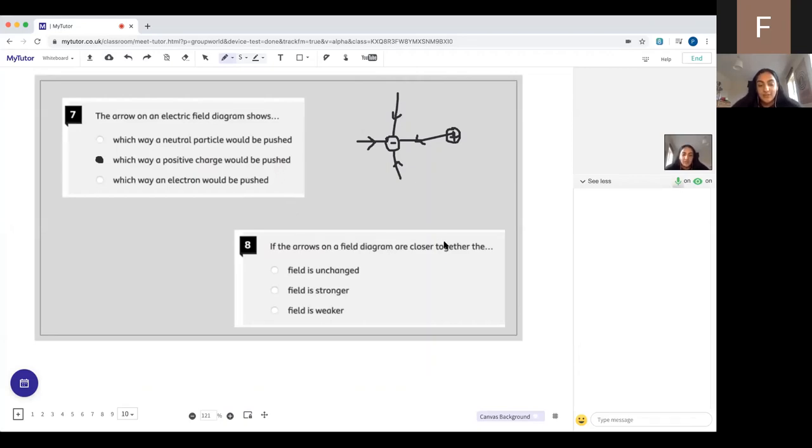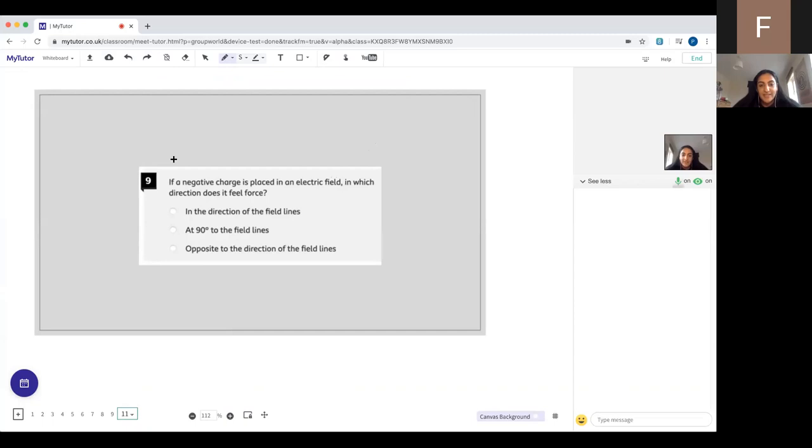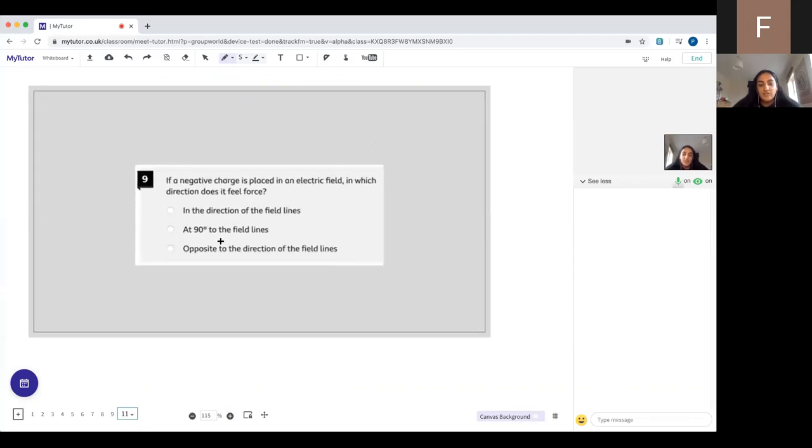If the arrows on a field diagram are closer together, the field is stronger. That's absolutely correct. So well done if you got both answers. Not to worry if you didn't get 7. That one is a little bit trickier, but hopefully it makes sense now that I've drawn it out for you. Okay, if a negative charge is placed in an electric field, in which direction does it feel force? So a negative charge placed in the electric field lines.